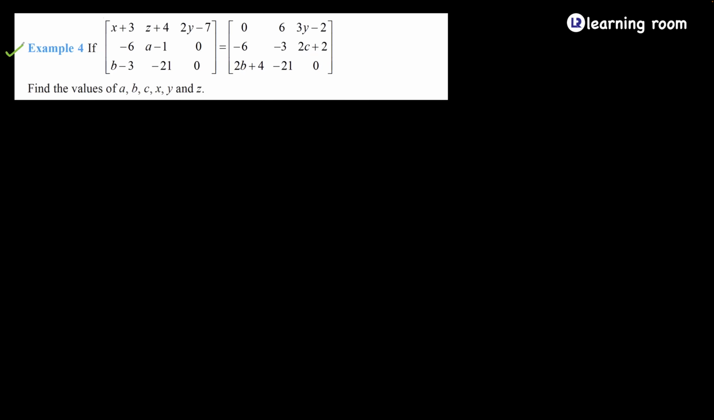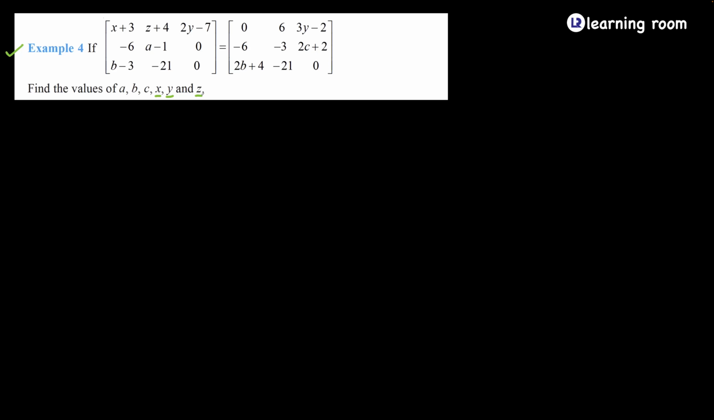So now we'll see a problem that is based on equality of matrices. A matrix that contains the elements x plus 3, z plus 4, 2y minus 7, minus 6, a minus 1, 0, b minus 3, minus 21 and 0 is equal to 0, 6, 3y minus 2, minus 6, minus 3, 2c plus 2, and 2b plus 4, minus 21 and 0. If these two matrices are equal, then we are supposed to find the values of all the variables given there. So what are the variables given? They are x, y, z, and you have a, b, and c, right?